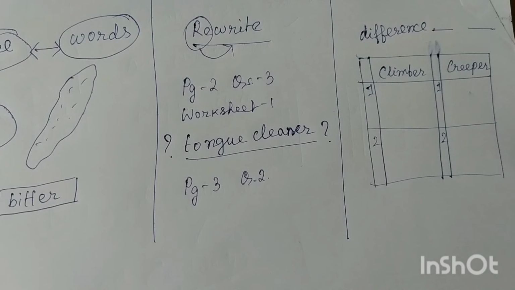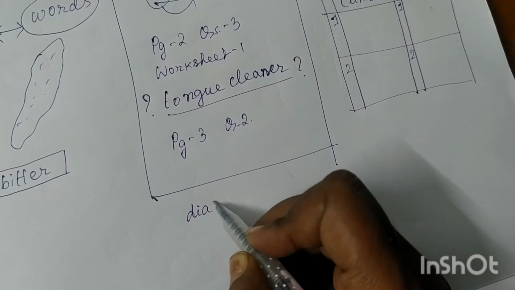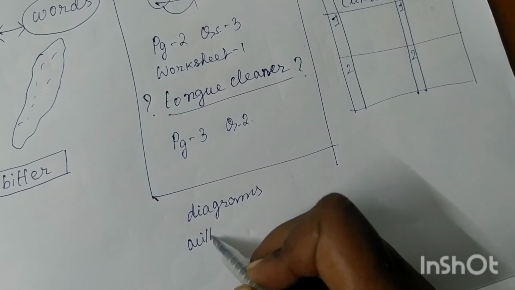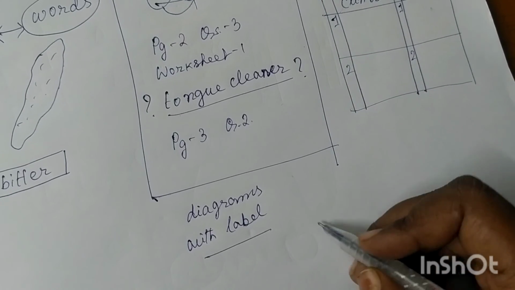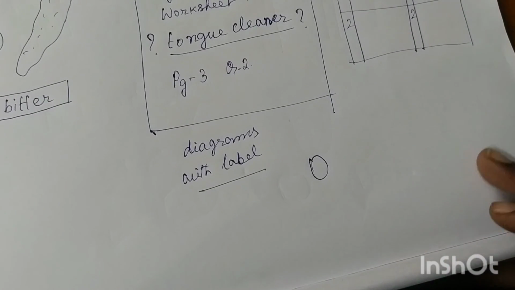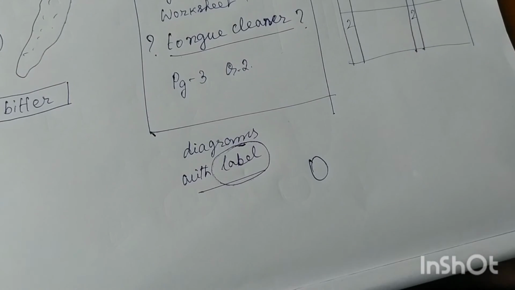I want you to practice the things well, practice the drawing, the diagrams with proper labels also, right? Diagrams should be drawn with labels. Without labels, you will get what? You will get a big egg or big rasgulla. So you have to draw it, then you have to label it.